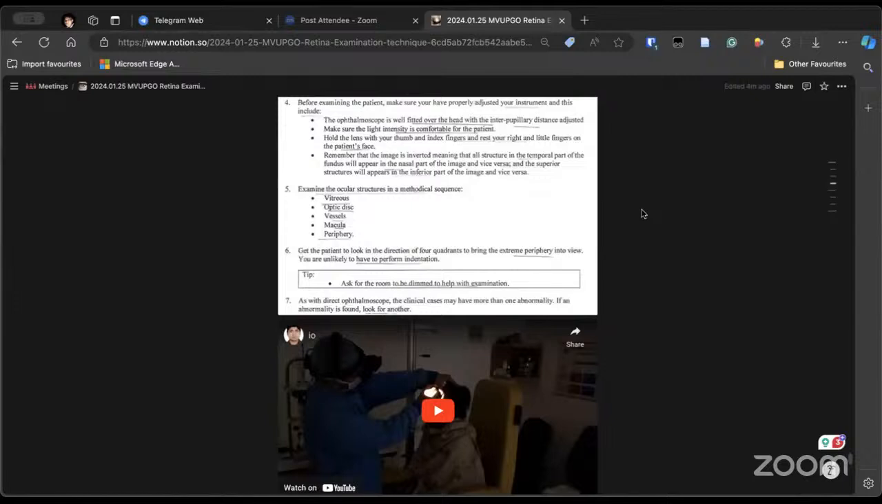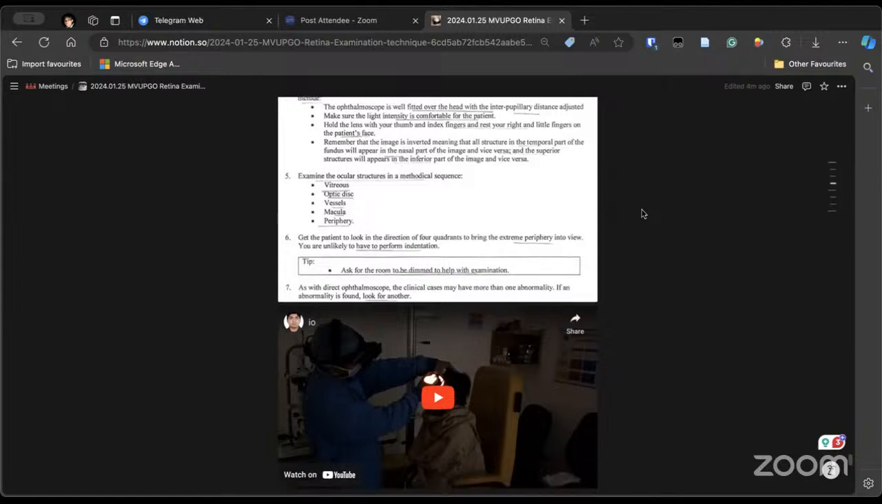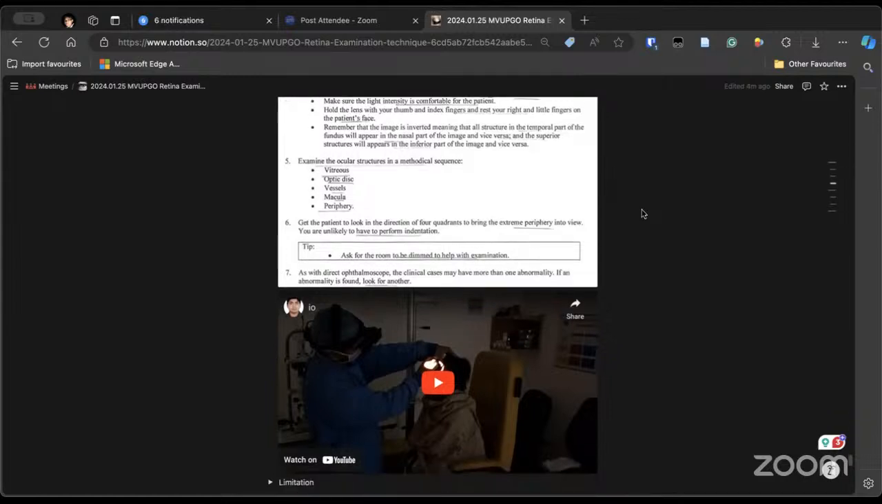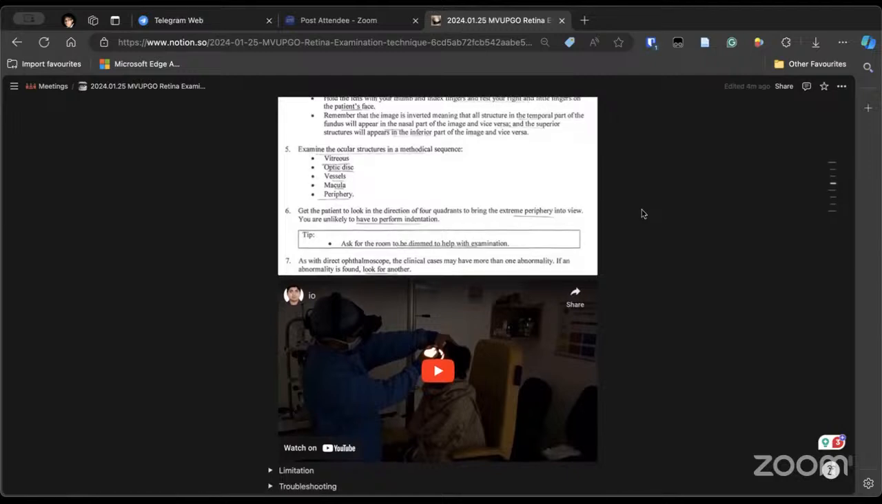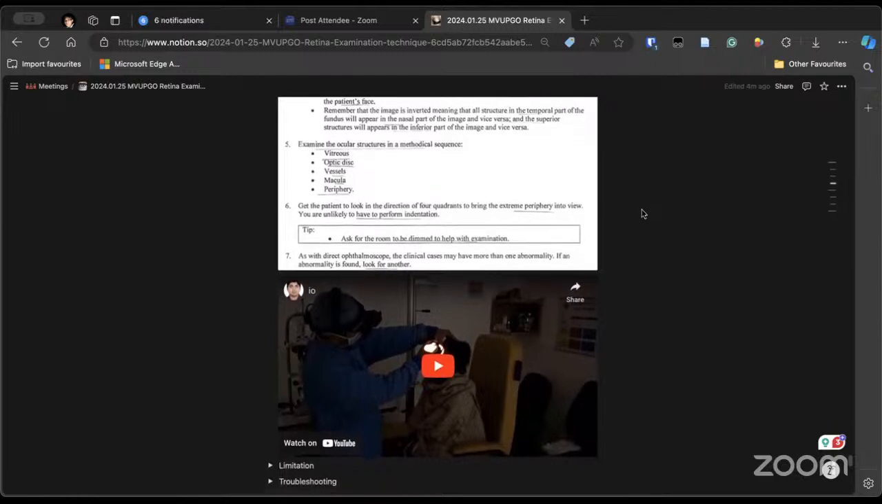The patient should know where to look. You can hold your hand and tell them to look at your hand or the thumb, or you can just tap for them. The room should be dimmed. I am saying this again and again: whenever we are doing this, definitely request them to dim out the light.